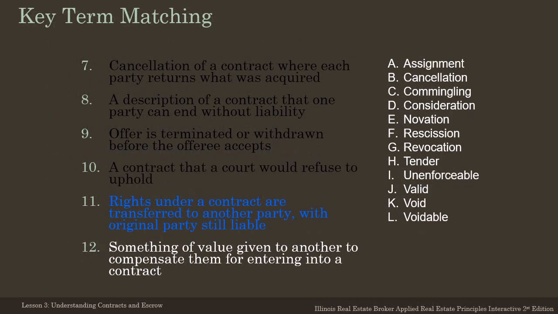Rights under a contract are transferred to another party with the original party still being liable. So this is kind of another way to get out of a contract, if you will, that's called an assignment. You see these more with commercial properties than you do with residential. Let's say that I've got a 5,000 square foot retail store, and my business is so good, I need to get a larger store. Contact my real estate agent. He shows me a great 10,000 square foot property, perfect for my business, but I've got 3 years left on my current 5,000 square feet. What am I going to do with that?